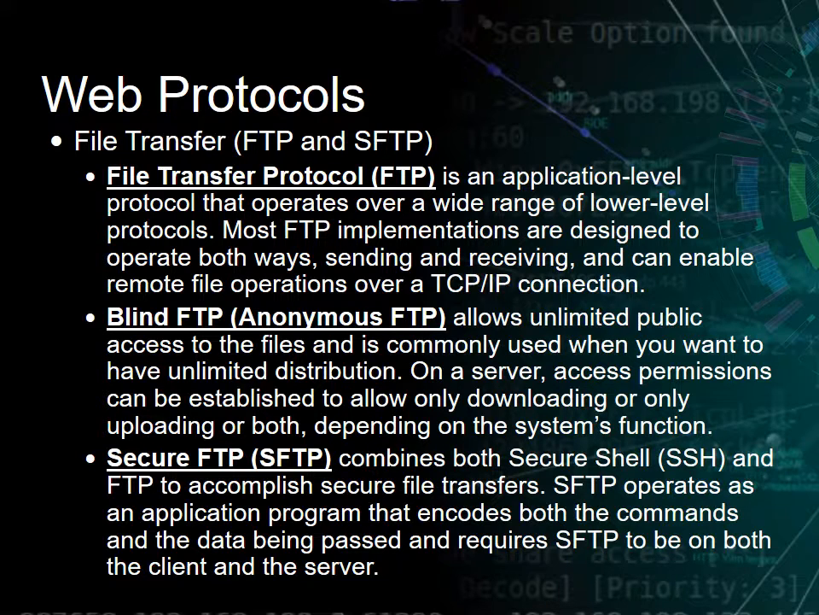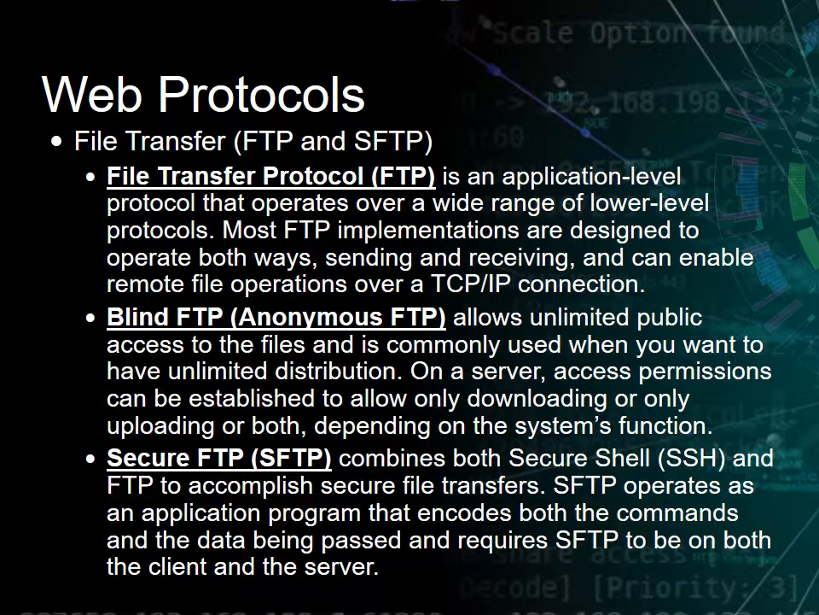The web provides the capability for file transfer using the FTP and SFTP protocols. File Transfer Protocol, FTP, is an application-level protocol that operates over a wide range of lower-level protocols. Most FTP implementations are designed to operate both ways, sending and receiving, and can enable remote file operations over a TCP/IP connection. Blind FTP, or anonymous FTP, allows unlimited public access to the files and is commonly used when you want to have unlimited distribution.